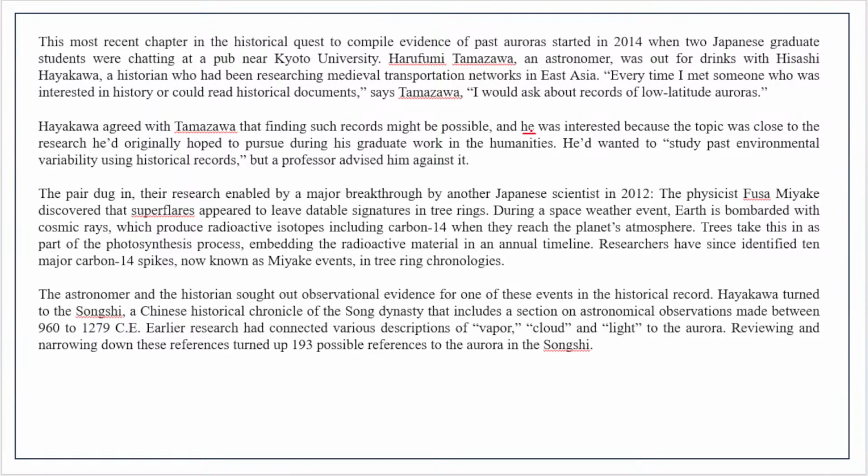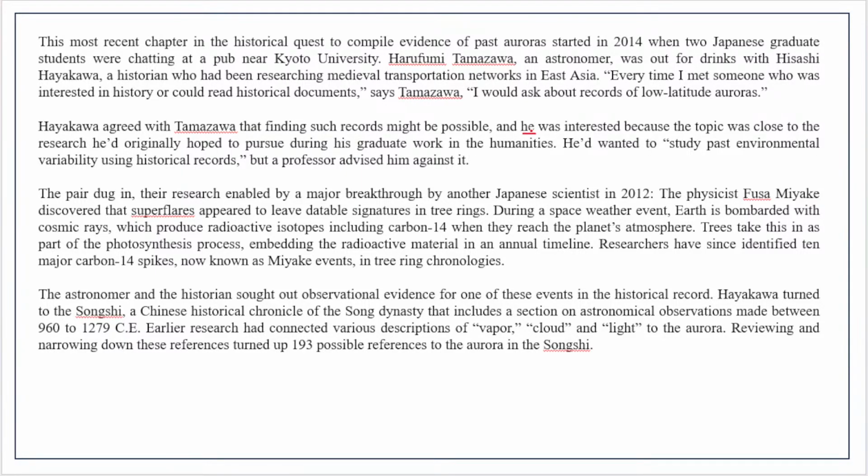This is the pair. These two people started researching more on it, going deeper into it. Their research was enabled by a major breakthrough by another Japanese scientist in 2012. Now their study was fortified by another scientist in 2012. And who was that scientist? The physicist Fusa Miyake. And Fusa Miyake discovered that superflares appear to leave datable signatures in tree rings.